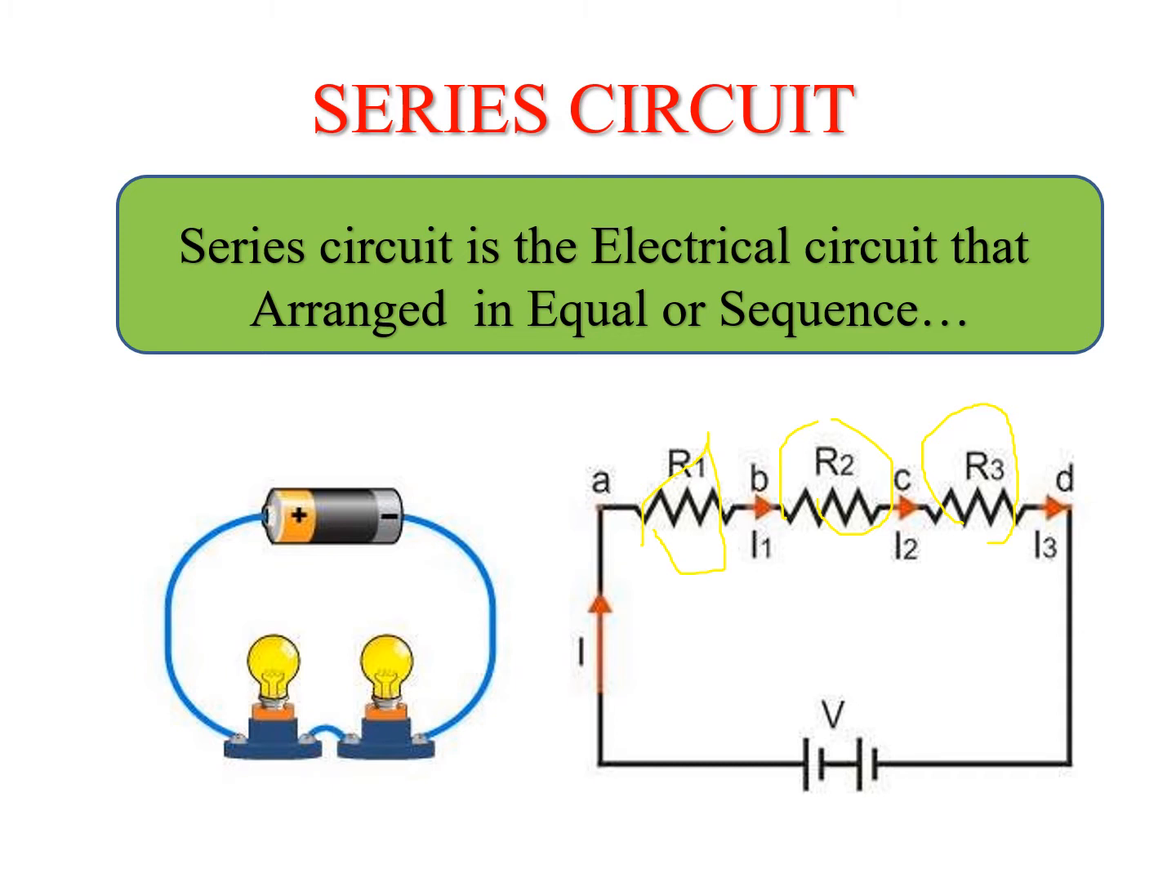Similarly, I have considered two bulbs here. You can see that this is the first bulb and this is the second bulb. Both bulbs are connected in a sequence and connected to a supply or battery. So we conclude that in a series circuit, the elements or devices are connected in a sequence.